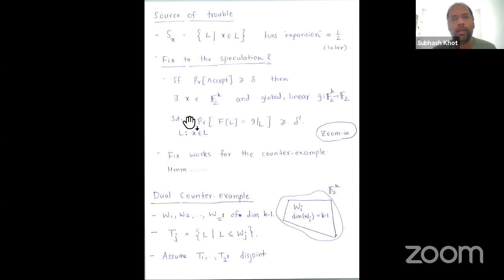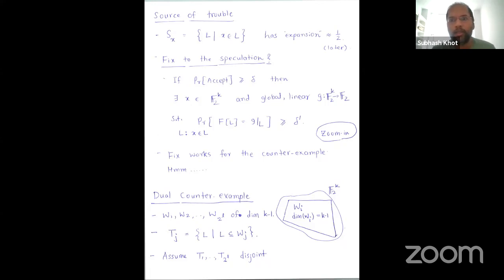So we could propose that we are allowed to pick some point x and then look at only those subspaces which contain x. Then it turns out, certainly for this particular counterexample, that there is a global linear function g which agrees with the given table on some delta prime fraction of the spaces. This process is called zoom in, right? That you are allowed to pick a point x and then look at only those spaces L which contain x. Now there is a dual counterexample. This is what we didn't describe last time.